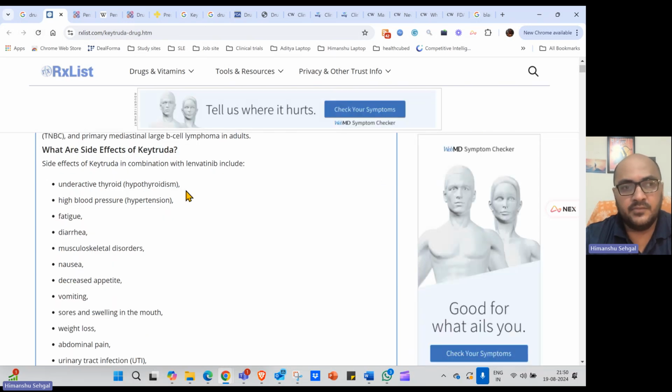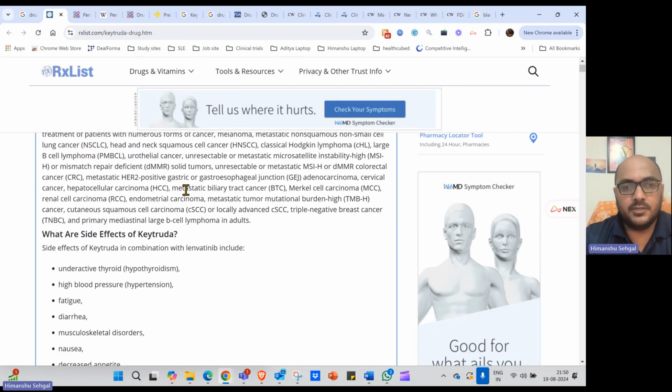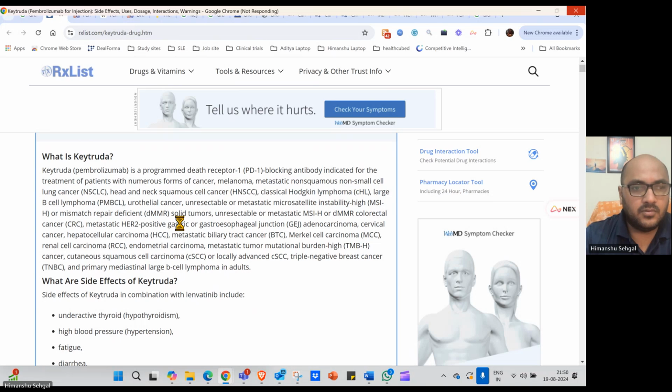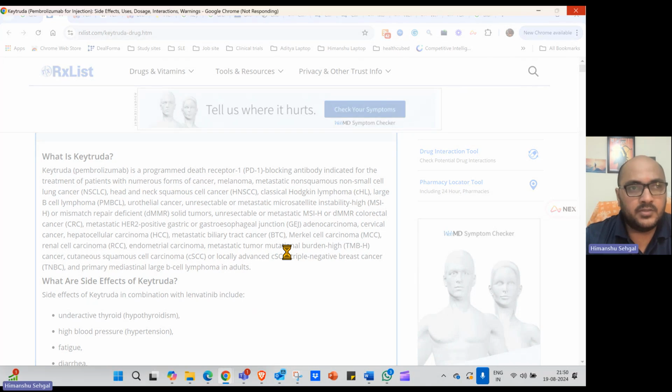You remember that I have clicked on the external links. So these are the external links. RxList again gives you very detailed information. It's not moving. I think my system is not responding. Now it is overwhelmed.